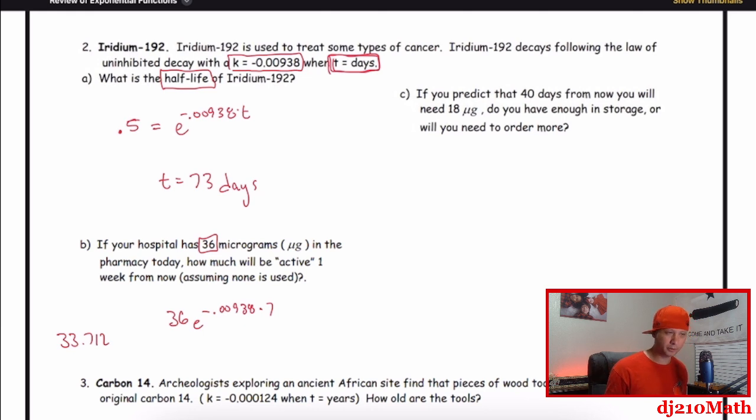All right, so I'm starting with 36, and 40 days from now, the calculator tells me 24, but we need 18. So we have enough, right? If I have 36 right now, and 40 days from now I need 18, well, 40 days from now I'll have 24, and 24 is more than 18. So yes, we have enough. We good.